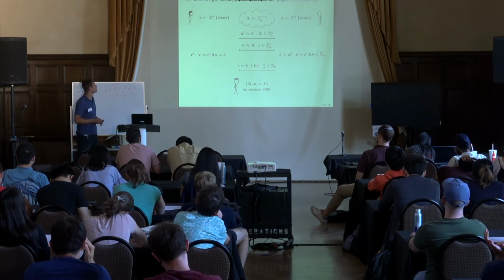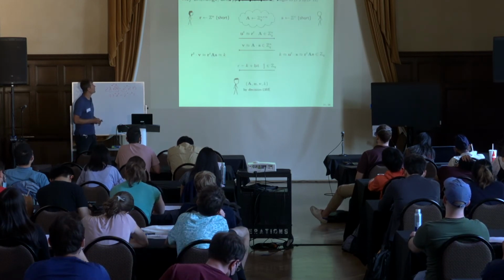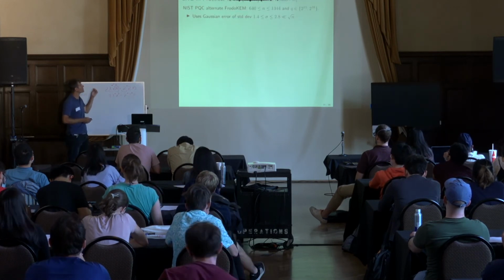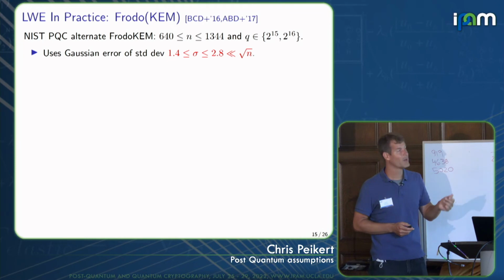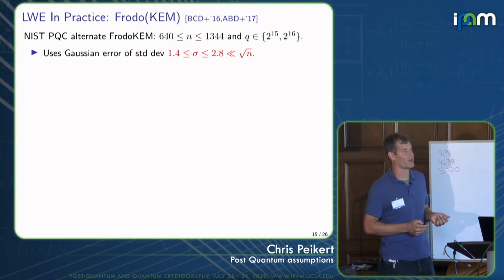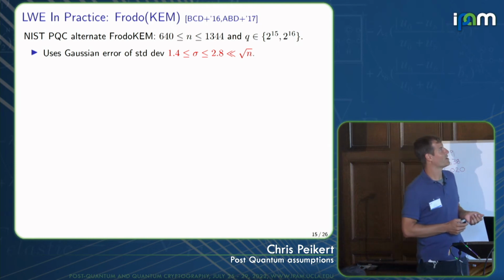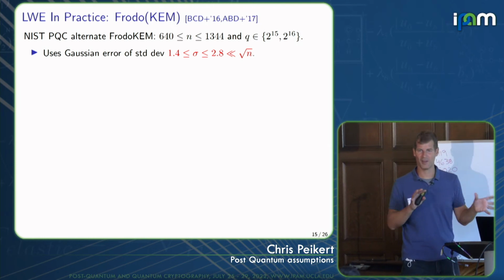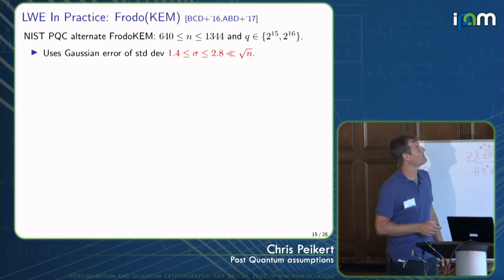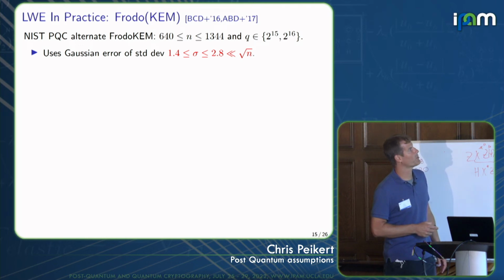Okay, so that's the basic LWE. And then in practice, there is this Frodo KEM. If you come up to me afterward, I'll explain the name. It's a historical joke, putting things historically out of order. It was a bit of a joke at the time. But FrodoKEM was one of the NIST post-quantum crypto proposals.